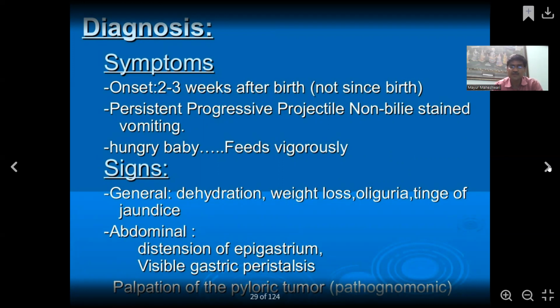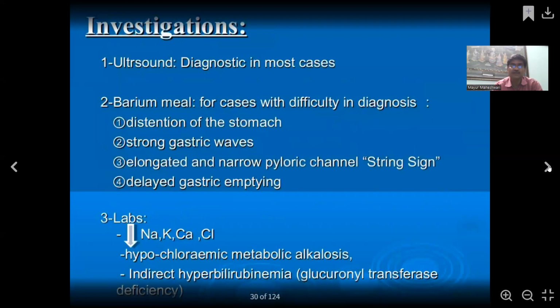General signs include dehydration, weight loss. There is oliguria. There is a tinge of jaundice. And if you do a clinical examination, there will be distension of the epigastrium, then visible gastric peristalsis will be there, and palpation of a pyloric tumor or pyloric olive, that is pathognomonic of pyloric stenosis.